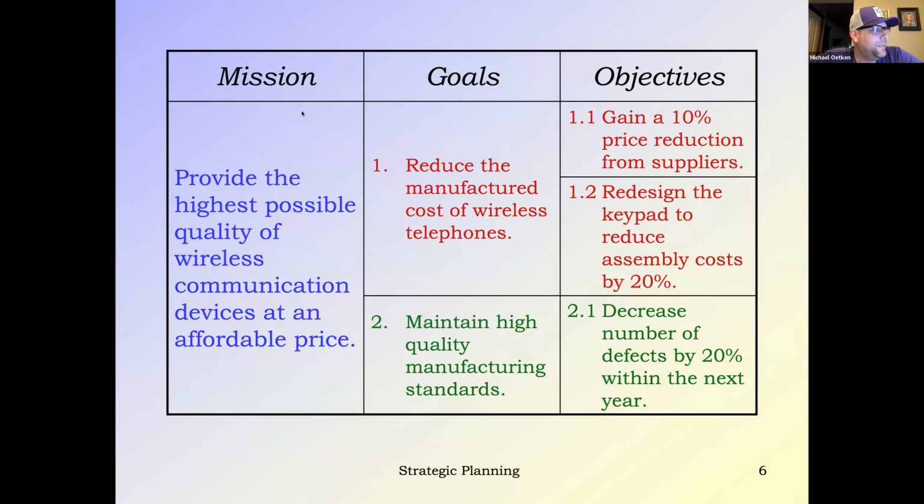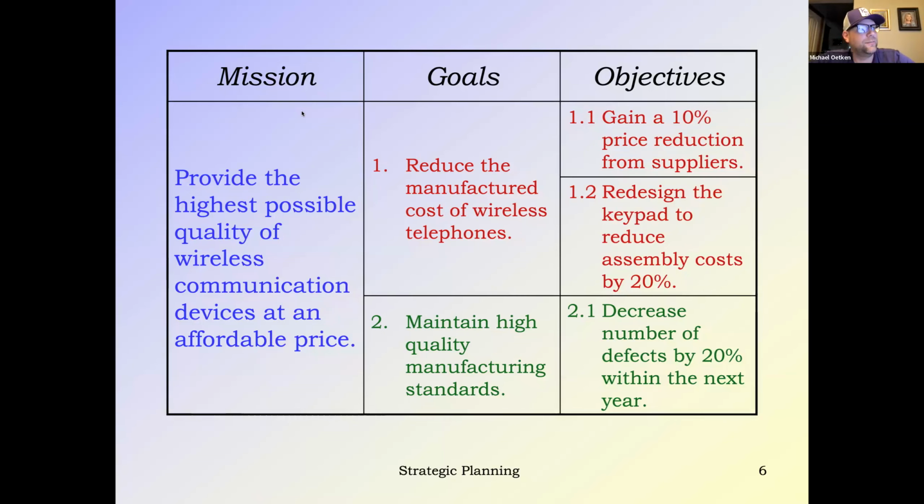Another goal might be maintain high quality in regard to the manufacturing standards, and an objective to help achieve that goal, decrease the number of defects by 20%, right? So the thing you'll notice is those objectives, they have some quantitative pieces to them, right?